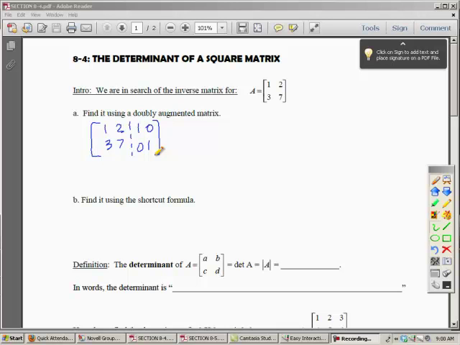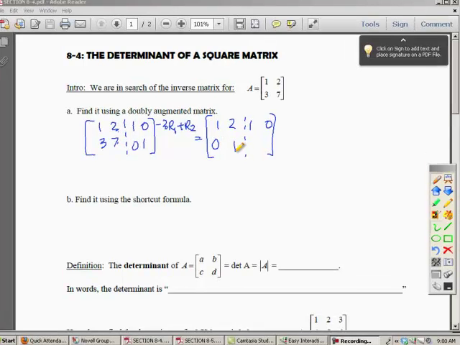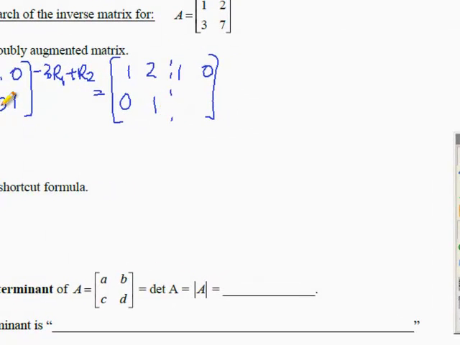to do this. So we're going to multiply -3 times row 1 and add it to row 2. So that means row 1 will stay the same and row 2 will change. Well, -3 plus 3 is 0. -6 plus 7 is 1. -3 plus 0 is -3. And 0 plus 1 is 1. Okay, so we've eliminated the x portion of it.